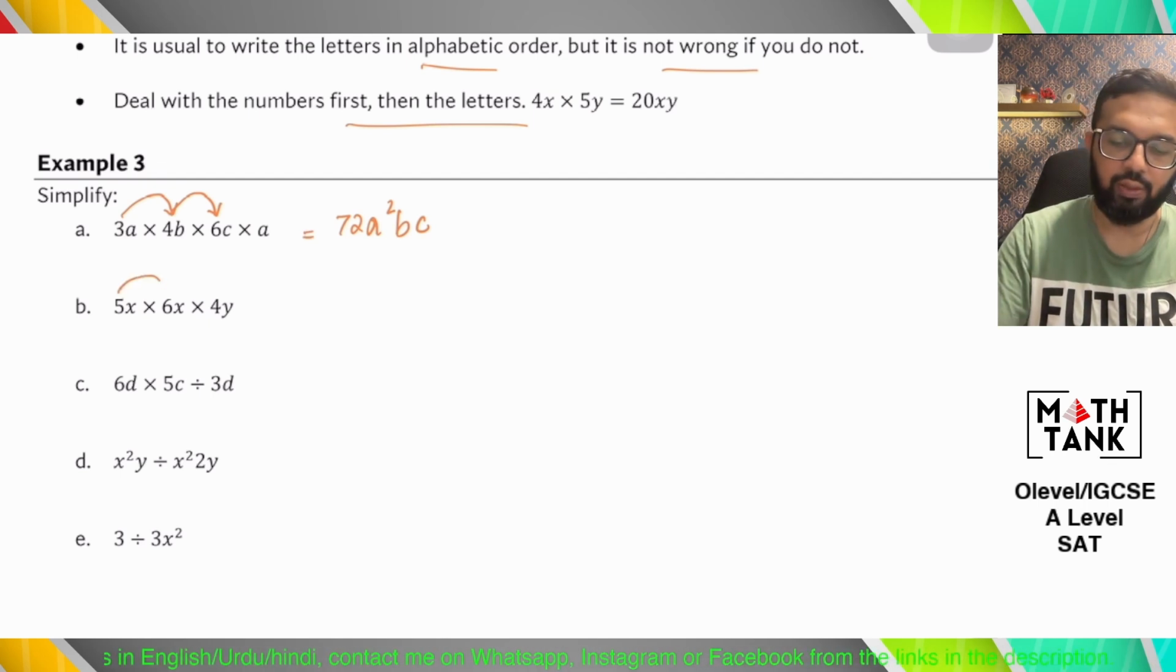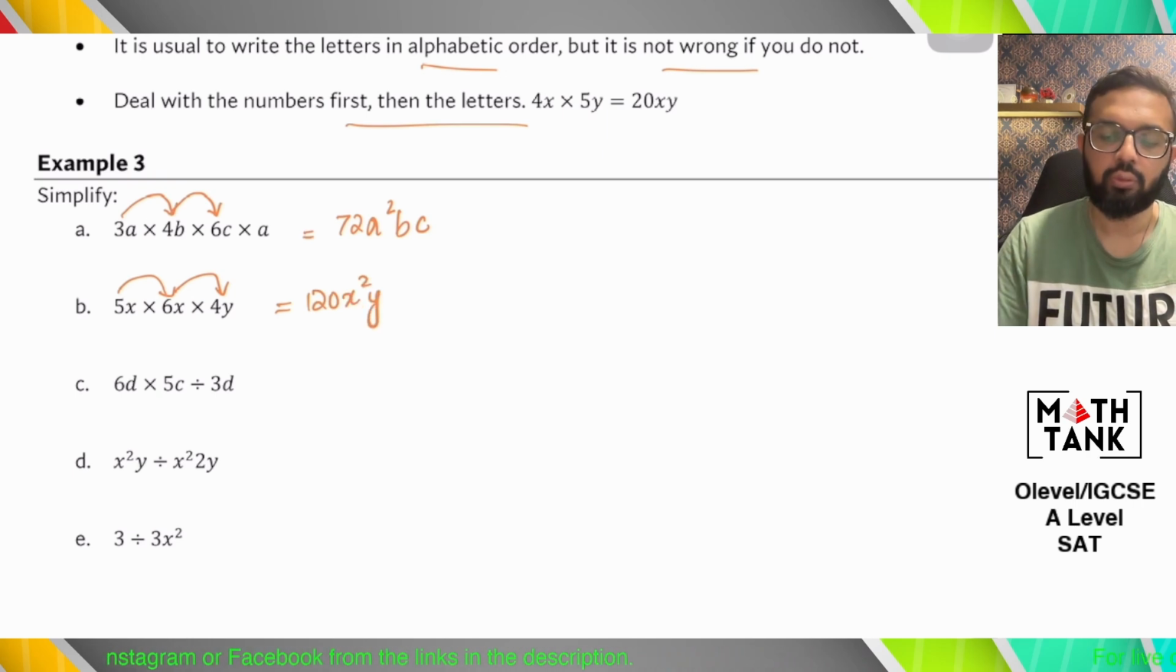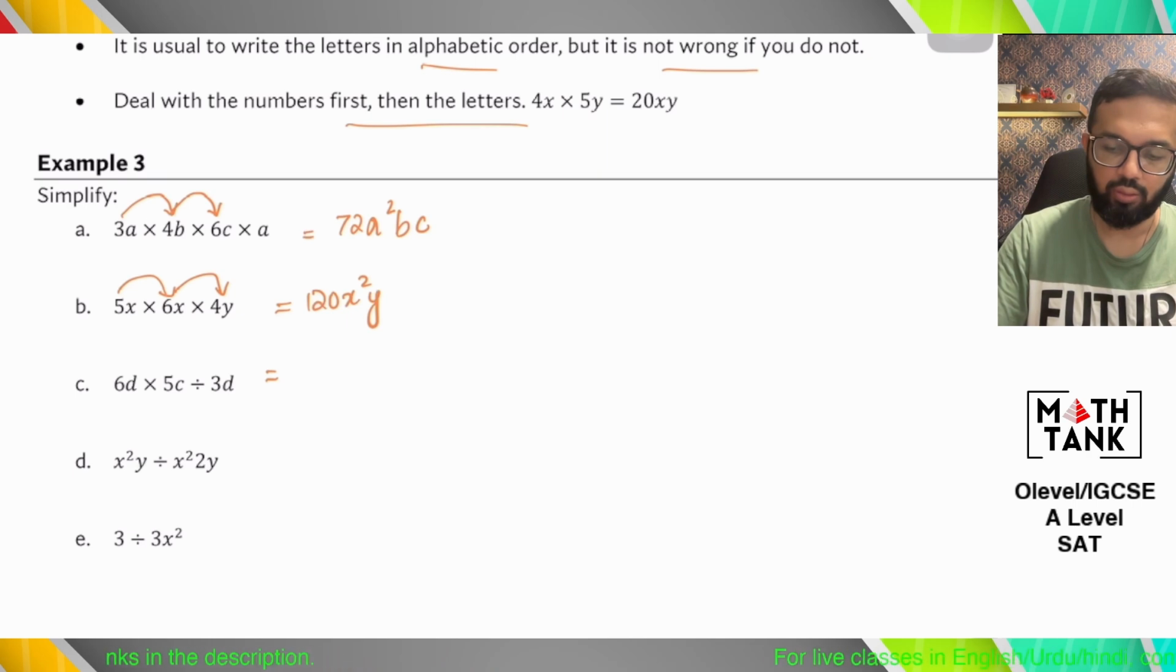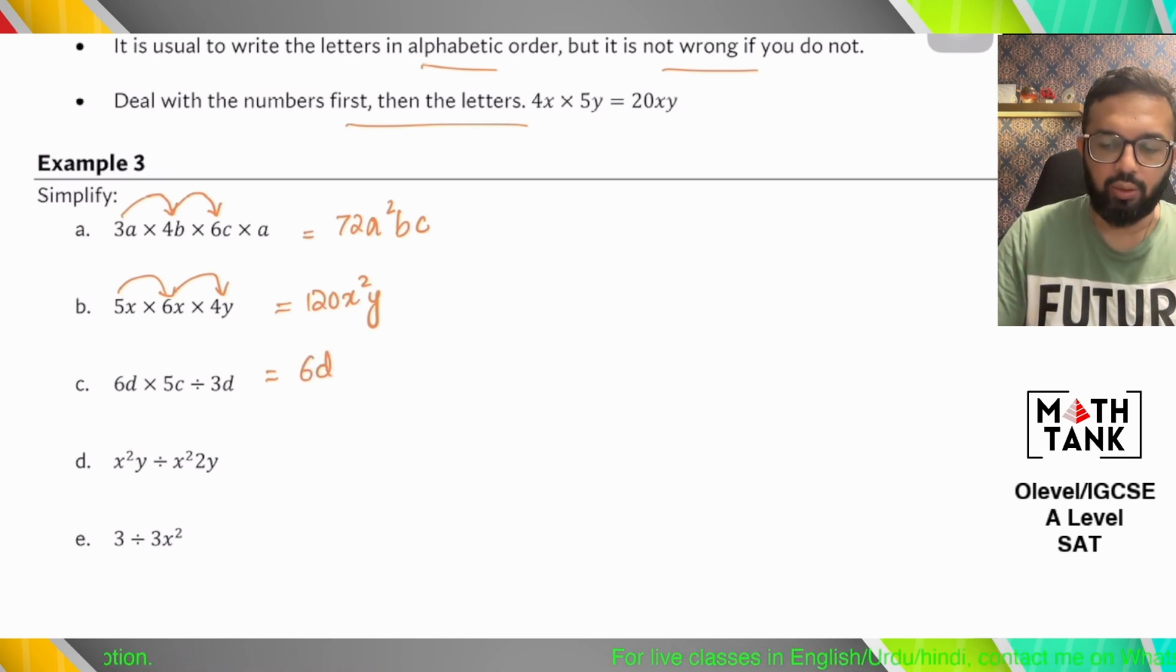Similarly, for this, 5 into 6 is 30, 30 into 4 is 120. For division, what I would encourage you to do is write this down first as this so that you can multiply and divide separately.